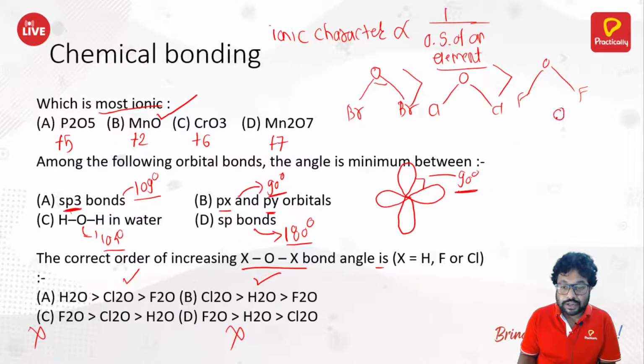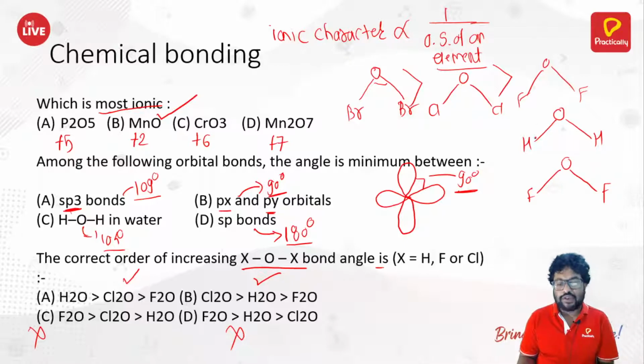See what happens in H2O and OF2. This is H2O. This is OF2. See, between oxygen and hydrogen, we know that oxygen is more electronegative than hydrogen. Then what happens? These bonding pair electrons are drifted more towards the oxygen. Since it is drifted more towards the oxygen, there is a large repulsion between bonding pair and the lone pair of oxygen, which makes this bond angle slightly larger than the OF2.